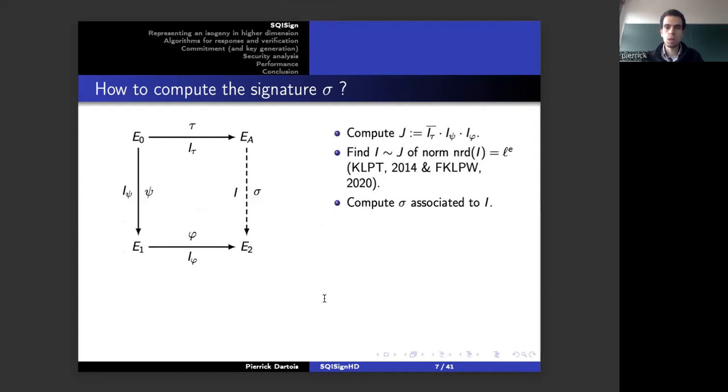So how do we use it in SQISign? We just know that the ideal that we will find, which is associated to our response, will be equivalent to this ideal path represented here. And so what we have to find is just an ideal equivalent to this J given by this formula, which is random and which has the good norm.